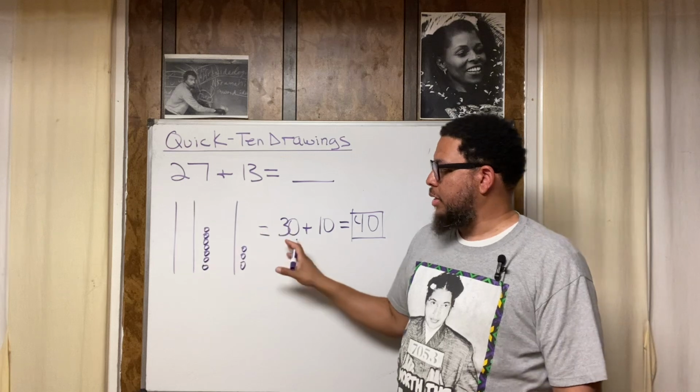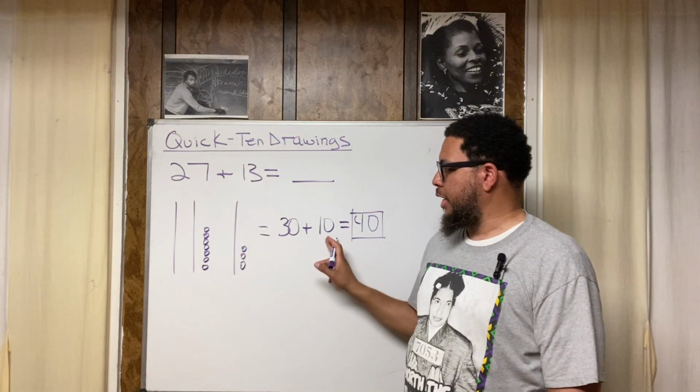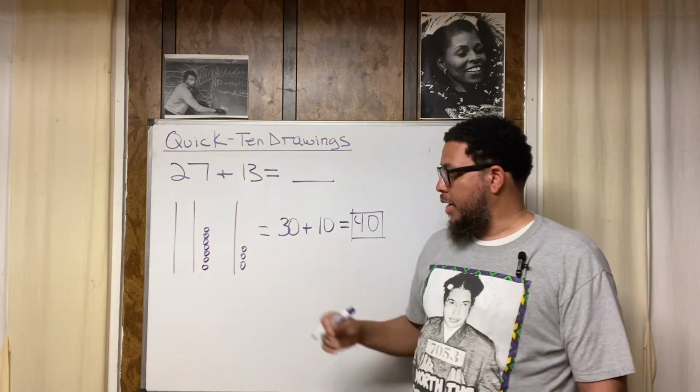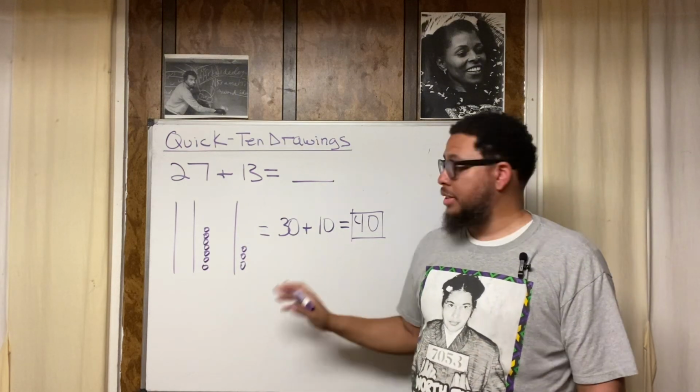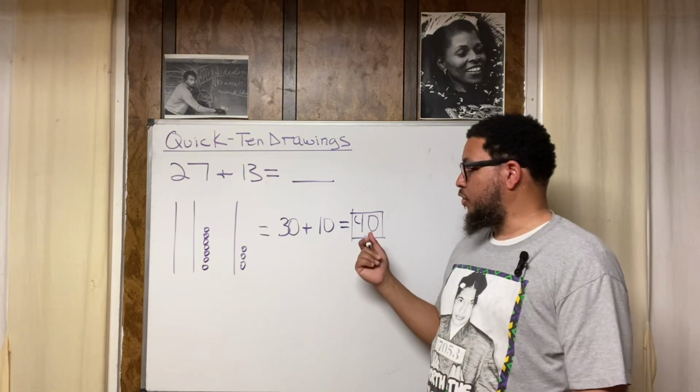Add up all your 10s. That's where this 30 came from. Count up all your ones. That's where this 10 came from because we count 10. And then we got to say, well, what's 30 plus 10? Right? I got 3 10s. 30 is just 3 10s. 10 is 1 10. Altogether, we got 4 10s, which is 40.